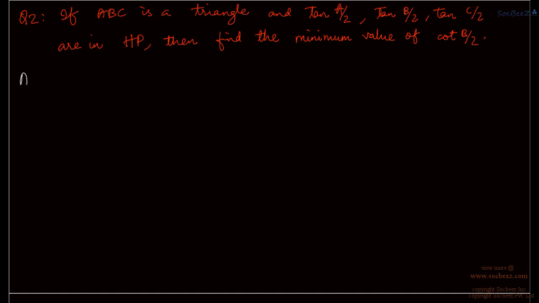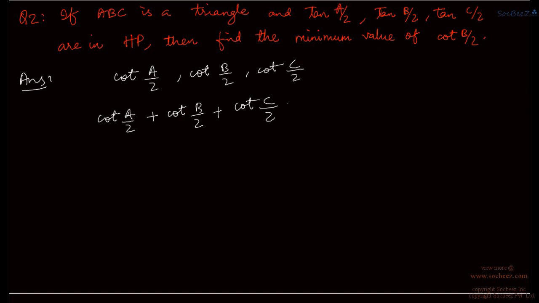So I'll directly write the key identity we are supposed to remember. You can otherwise also derive that very easily. That is, cot A/2, cot B/2 and cot C/2, these three always have this kind of relation: cot A/2 + cot B/2 + cot C/2 is equal to cot A/2 into cot B/2 into cot C/2.